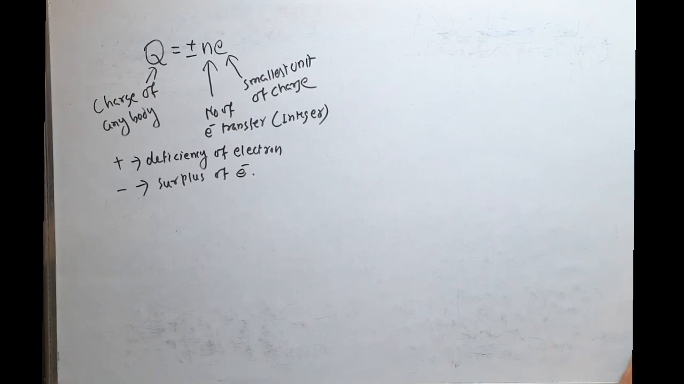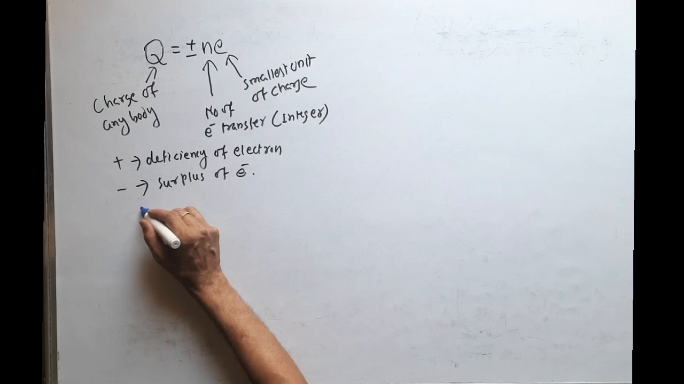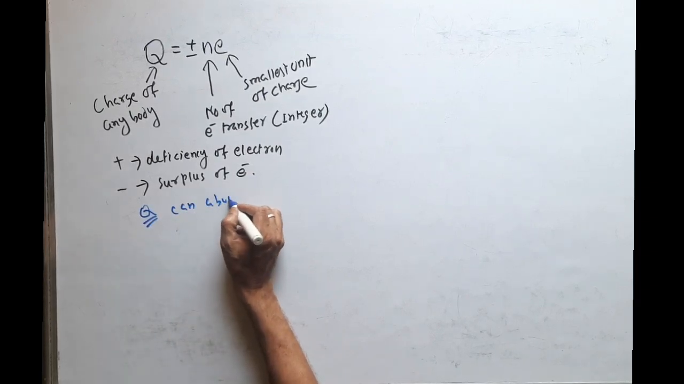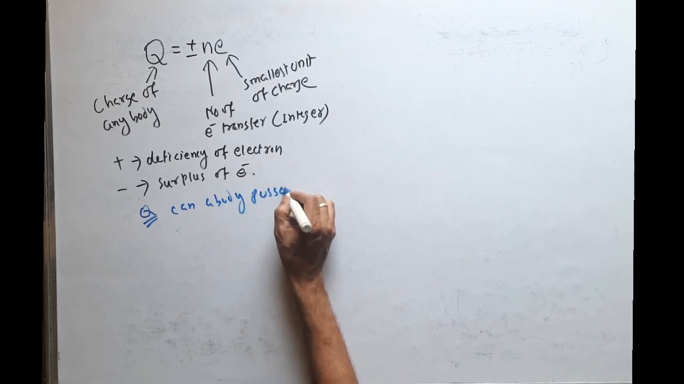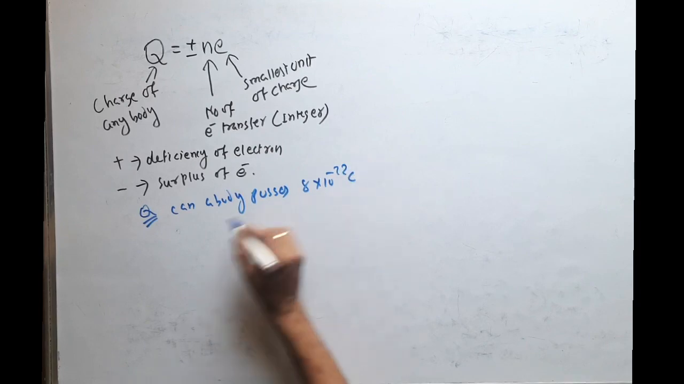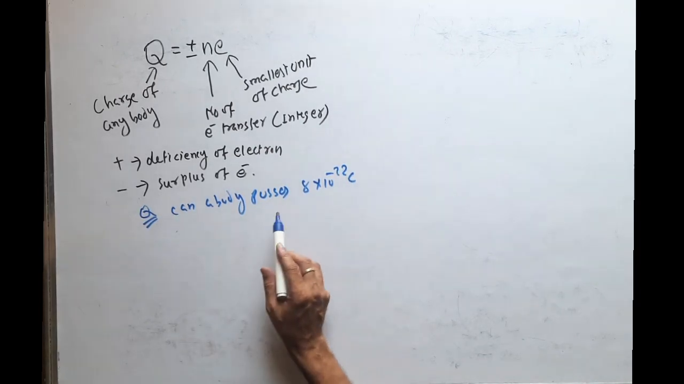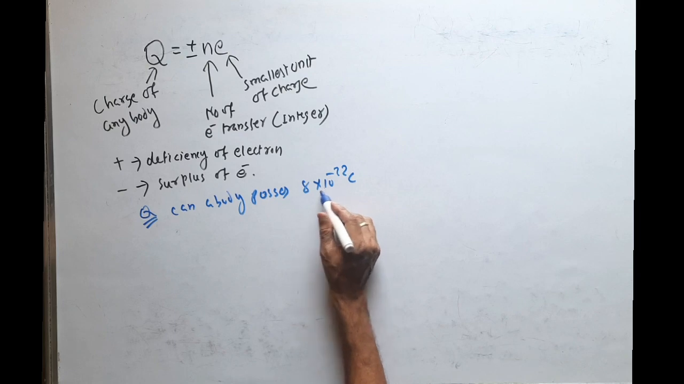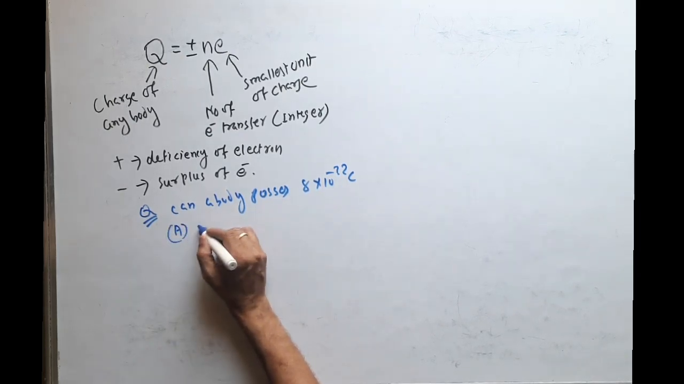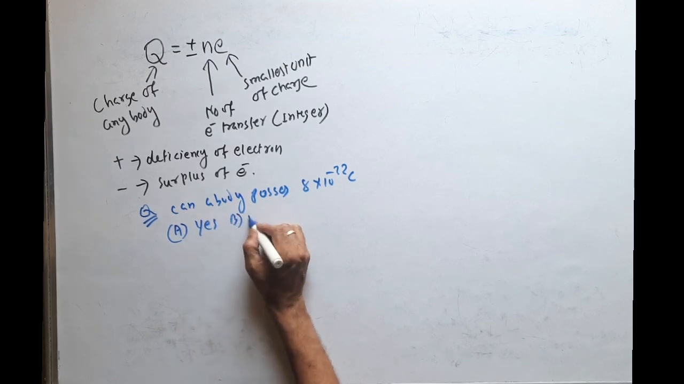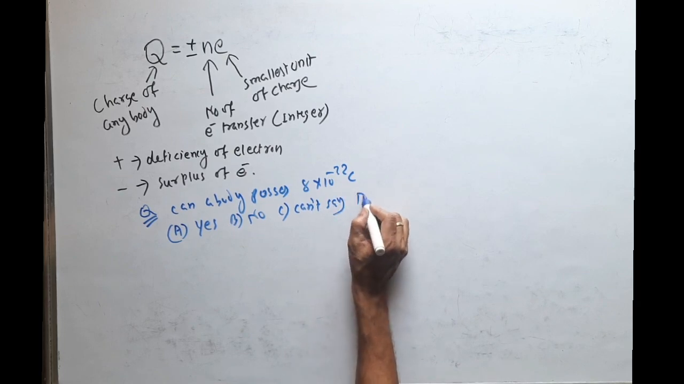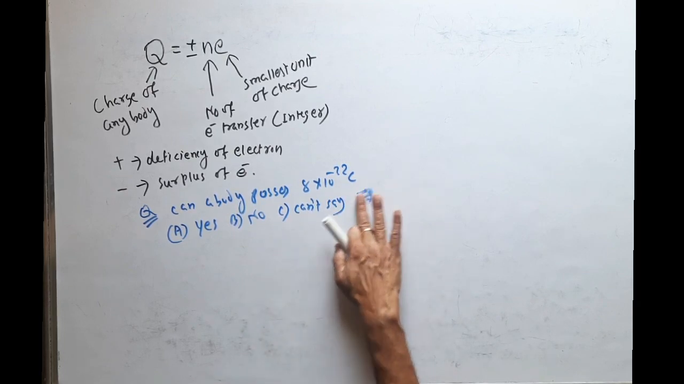Now, let us say a question may come like this: can a body possess 8 into 10 to the power minus 22 coulomb? Let us take an understanding. So can a body possess 8 into 10 to the power minus 22 coulomb? The first option, yes. Second option, no. Third option, can't say. Fourth option, none of the above.